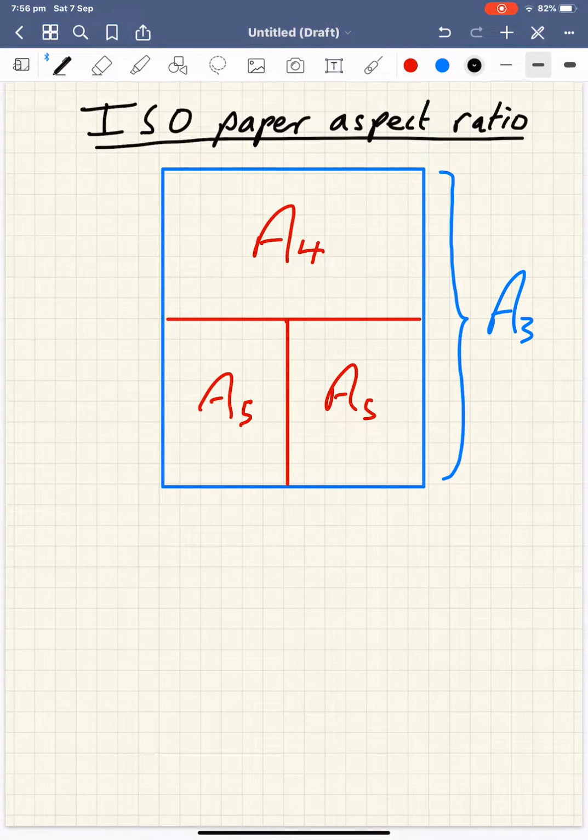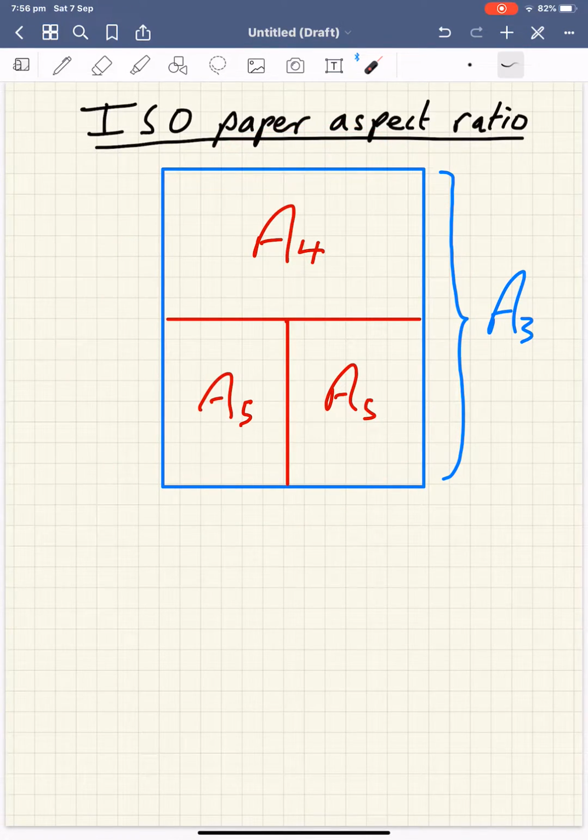This short video is about ISO paper and how to calculate the aspect ratio. That is the ratio of the longest length to the shortest length. I am here going to be looking at A3. So here's one large A3 sheet of paper.